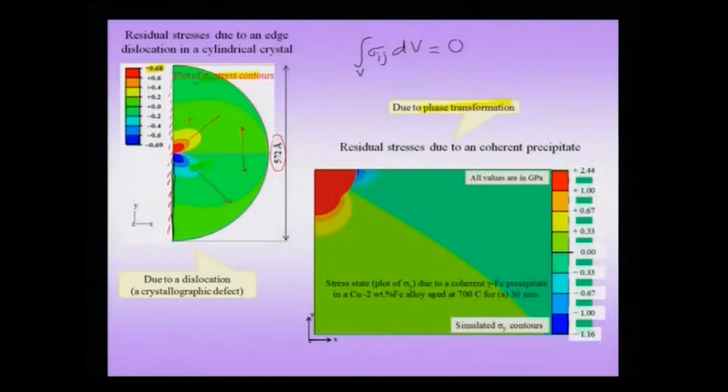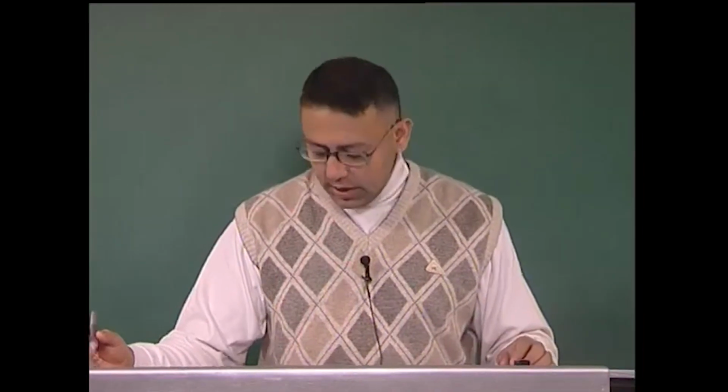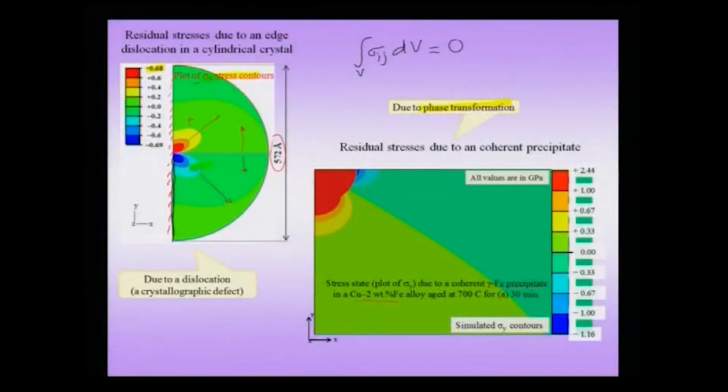For instance, in this example we have shown the stress plot for a coherent gamma precipitate forming from a copper aluminum alloy. So, you have a copper aluminum alloy from which a nearly pure gamma precipitate comes out, and the stress plot is showing that this gamma precipitate is associated with what you might call coherency stresses, and therefore, the body is stressed.